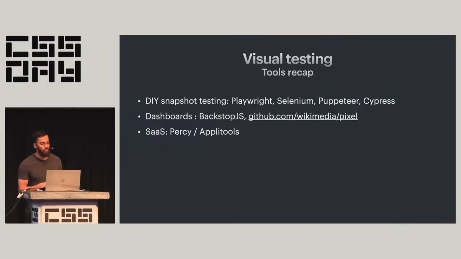A quick recap of what we just saw. We saw snapshot testing, more of a DIY approach, with Playwright; it's also available for Selenium, Puppeteer, Cypress. We saw some dashboards, the Wikimedia Pixel example, and Backstop.js is another very popular one. And there's a lot of these cloud-based solutions. Go and check them out. One is called Applitools, which we saw. Percy is another very popular one.